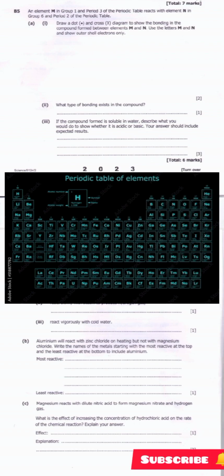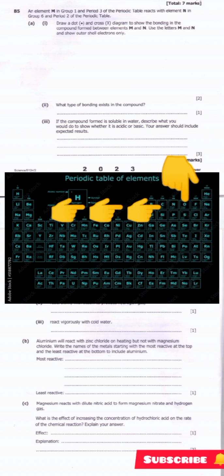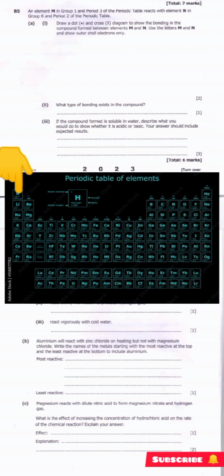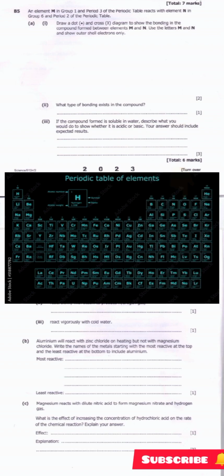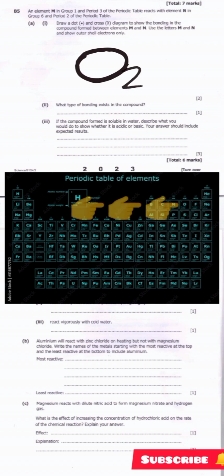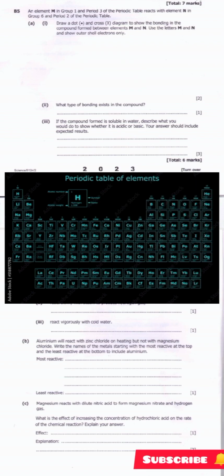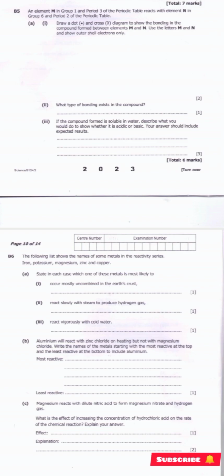What about element N? Element N, we are told, is located in group 6 and in period 2. So let's count the groups together. We have group 1, group 2, group 3, group 4, group 5, group 6. Alright, let's count now the periods. We have period 1, period 2. So if you can see, the element which is located in group 6 and is in period 2 is oxygen, as you can see here. So in a nutshell, we have sodium which is reacting with oxygen.